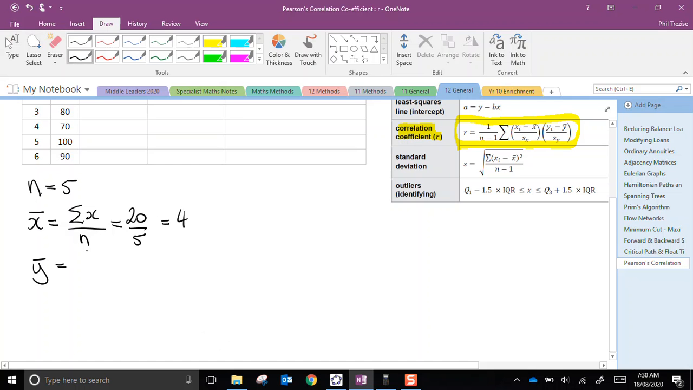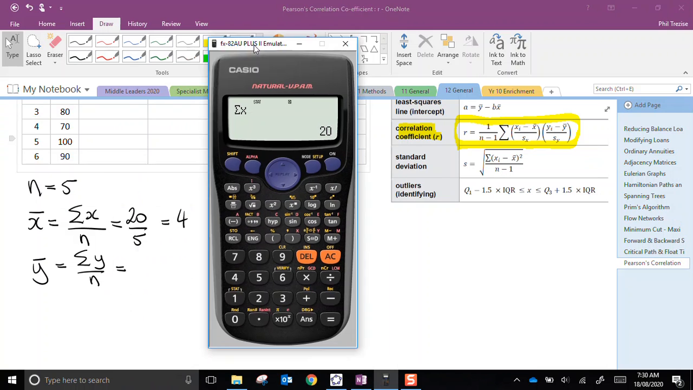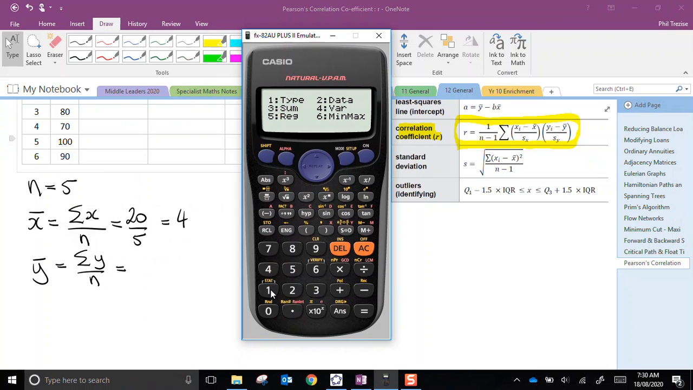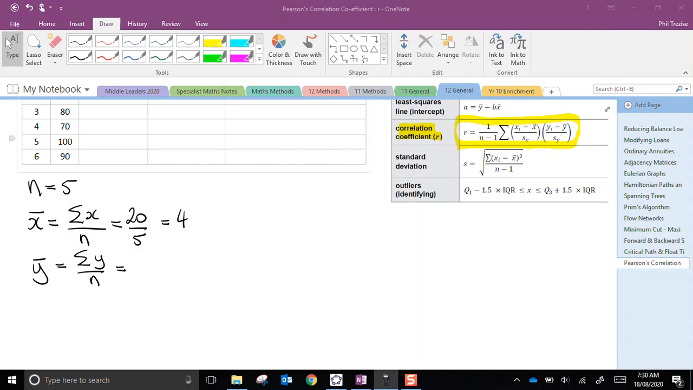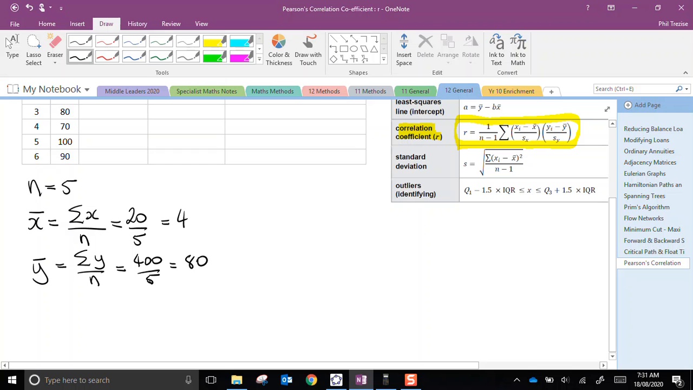The mean of the y's will be the sum of the y values divided by n. Again, I could just add the numbers in the table, or I could go into option 3 for sum. Now the sum of the y's is number 4, and that's 400. And 400 divided by 5 is 80. If you think 40 divided by 5 is 8, and there's an extra 0. So we've calculated this number and this number.